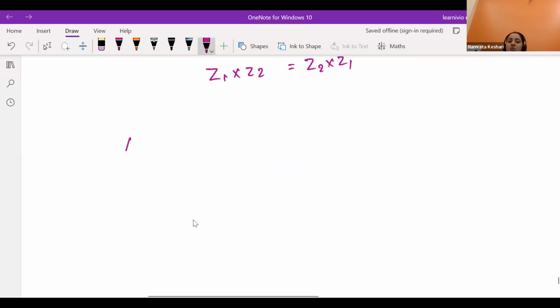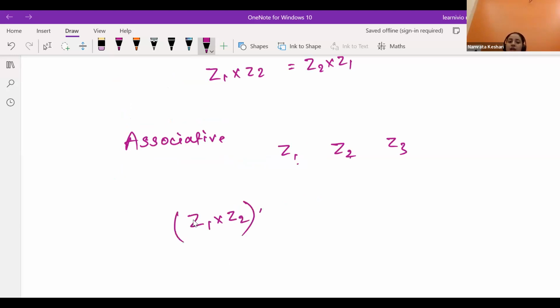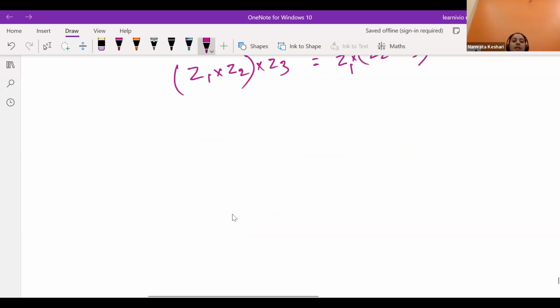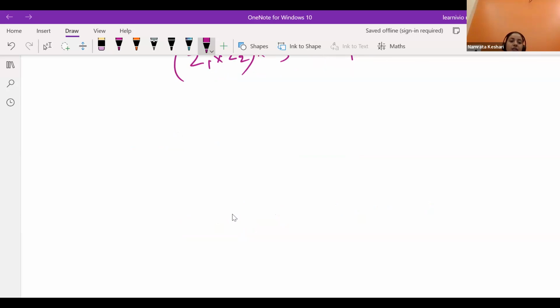Now next, the associative property. There are three complex numbers z1, z2, z3. If z1 and z2 associate together at first, and then z3 comes, or if z1 is just sitting beside, and z2 and z3 associate with each other at first, still the answer will be the same. Finally, you are multiplying z1 with z2 with z3. That's it. The answer will be the same. Next we need to discuss multiplicative identity.